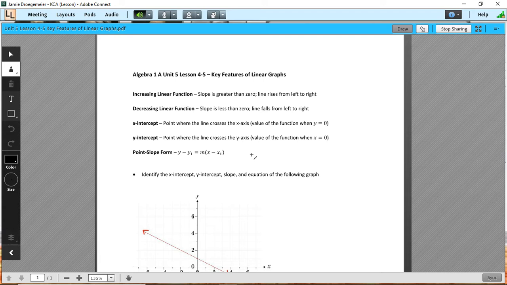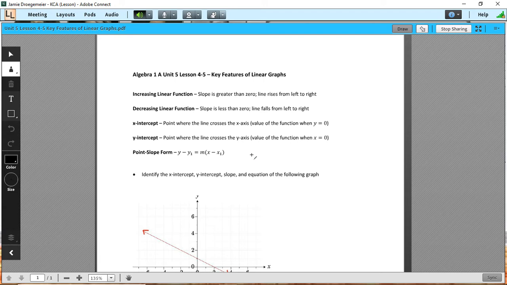Now, when we looked in the last lesson, we talked about slope-intercept form. Slope-intercept form is simple and it's great, but in order to use slope-intercept form, you have to know what that y-intercept is and the slope. For point-slope form, if I know the slope and any other point on the line, I can use point-slope form to write the equation of the line.